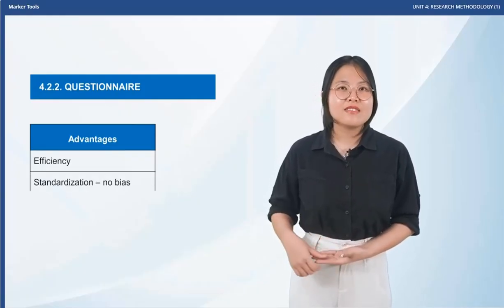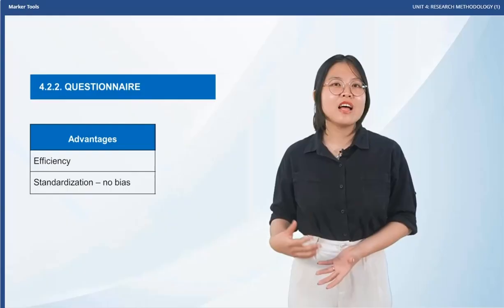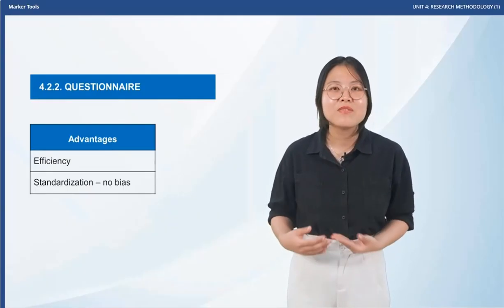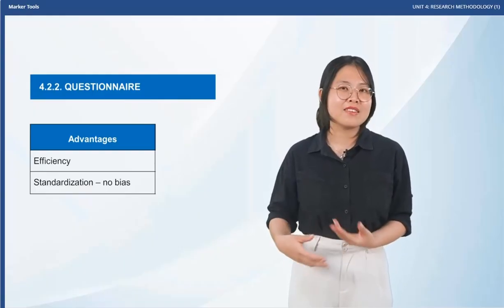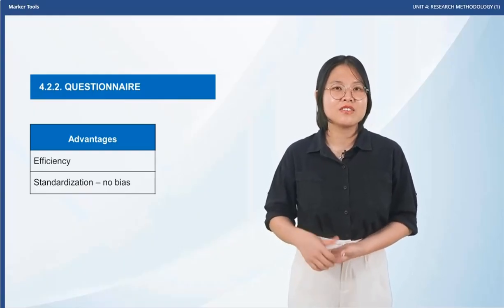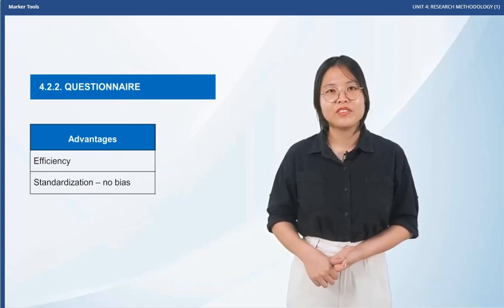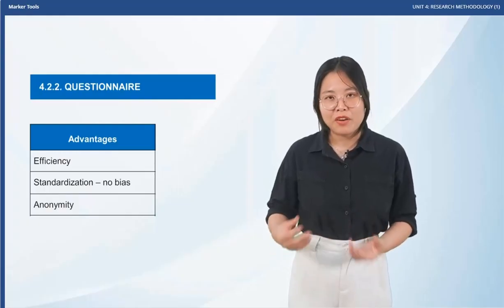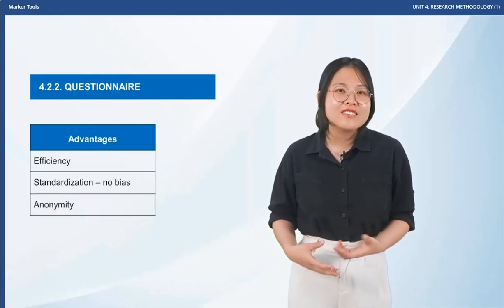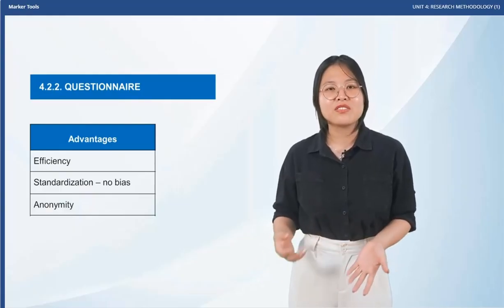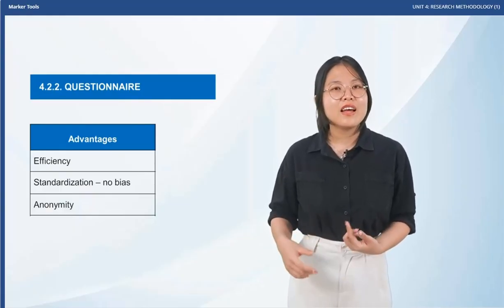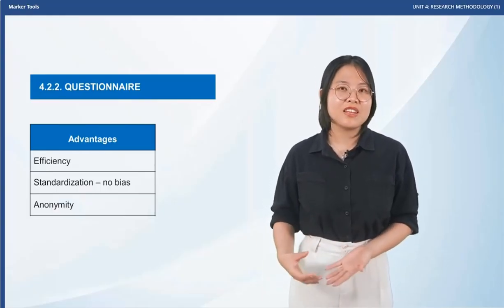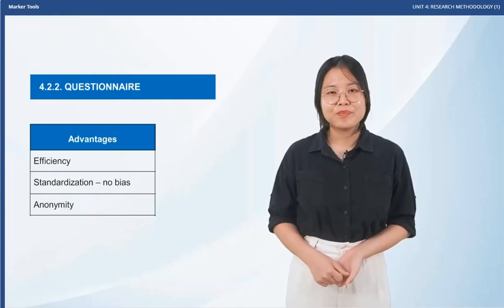Second is standardization. Questionnaires allow for standardized data collection. Every respondent receives the same set of questions, minimizing interviewer bias and ensuring consistency in the data collection. Next one, anonymity. Respondents can answer the questions privately, which can lead to more honest responses, especially for sensitive topics. This anonymity can be important for topics like sexual behavior, substance abuse, or political opinion.